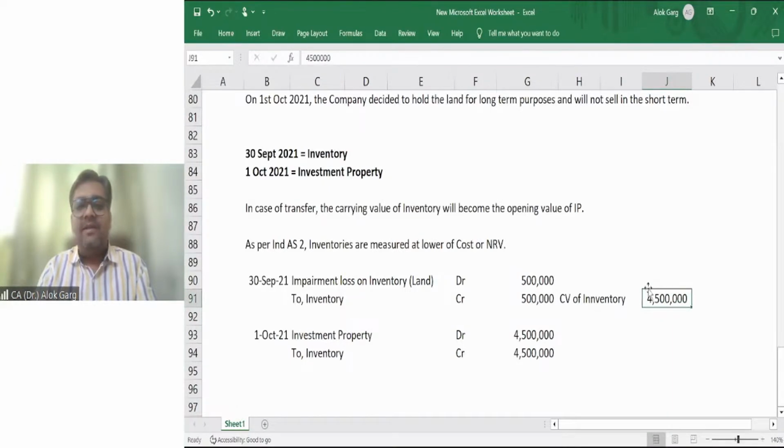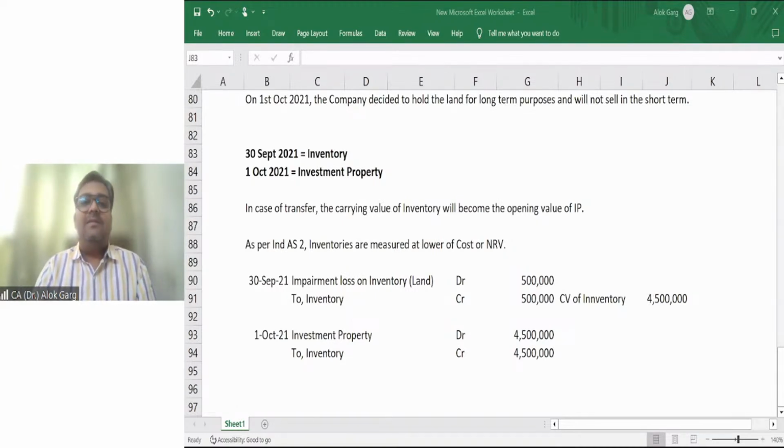Friends, I hope you guys have understood this. So I have explained with the accounting entry as well. Right? I hope you guys have understood this. Yes or no? Yes? Very good.